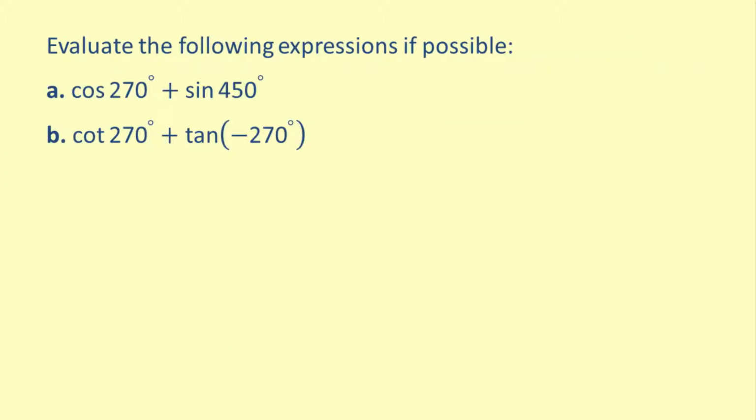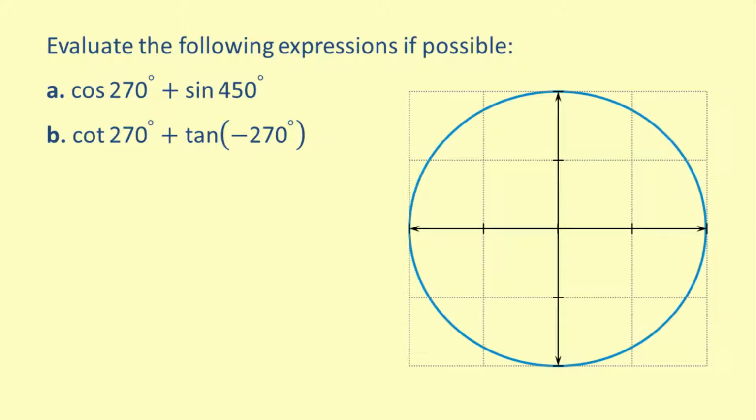Let's evaluate the following expressions if possible. We will begin by determining the terminal side of the given angles. Also, we will see what it means to rotate counterclockwise by a certain number of degrees. Take a look at the different angles represented in parts A and B. We will be looking for the terminal side of a 270-degree angle, a negative 270-degree angle, and a 450-degree angle.